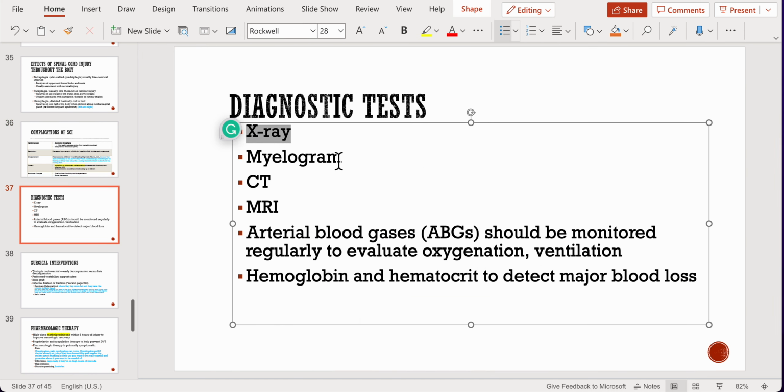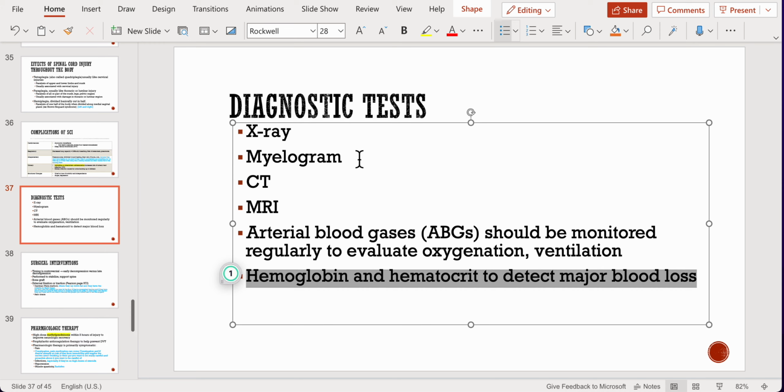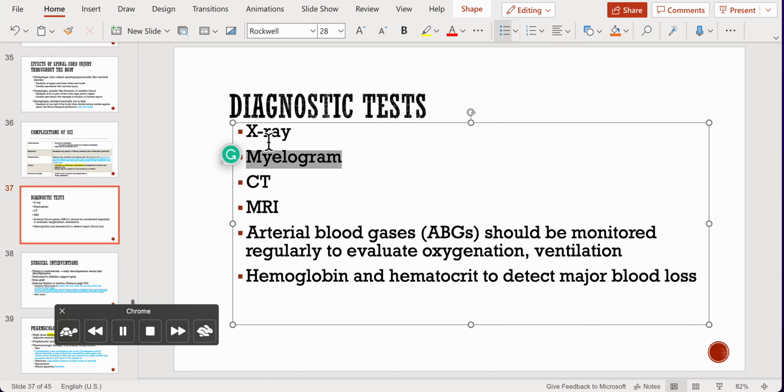Diagnostic tests. X-ray. Mammogram. CT. MRI. Arterial blood gases, ABGs, should be monitored regularly to evaluate oxygenation, ventilation, hemoglobin and hematocrit to detect major blood loss.